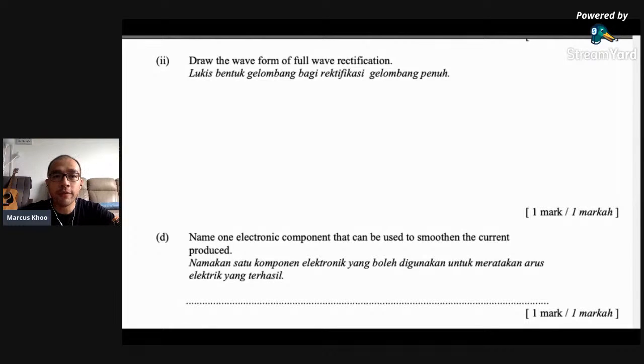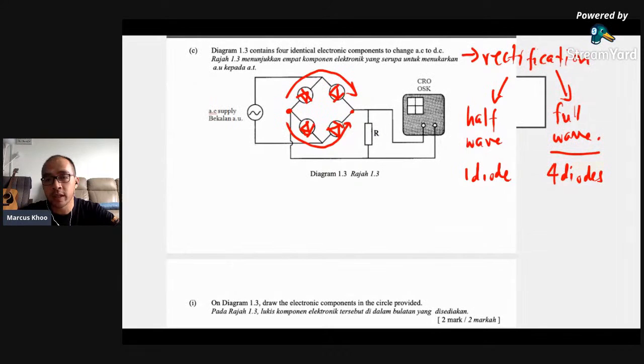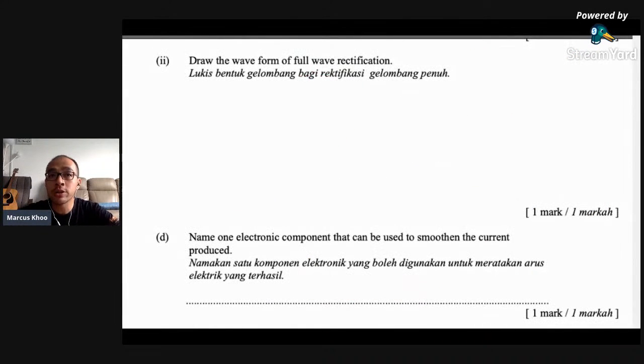Now draw the wave of the full wave rectification. As I said, there are two types of rectification: one is half wave, one is full wave. But I'm just going to draw all three. So the answer for this is this. This is full wave rectification, and it's very simple. You don't even need to label the axis as long as you can draw this. So this is full wave rectification.